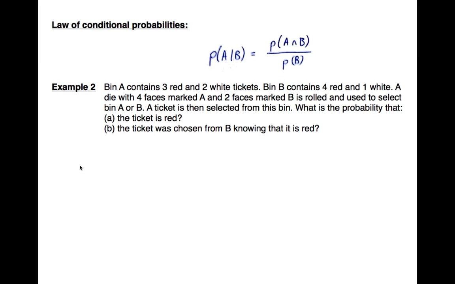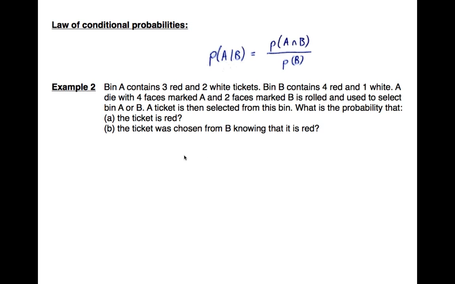So the last example here is going to be quite interesting, and if we don't know this new tool of conditional probabilities, it can be very difficult to solve. So in this exercise we have 2 bins, and each of them contains red and white tickets. Bin A contains 3 red and 2 white tickets. Bin B contains 4 red and 1 white ticket.